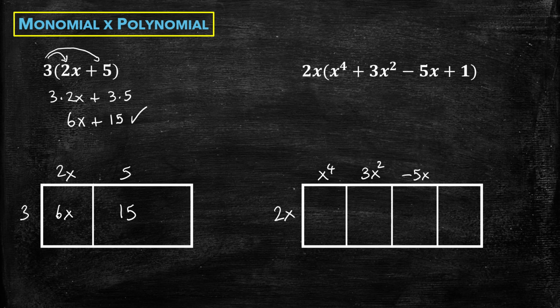It's purely a representation. So we would have 2x for the area of the first rectangle, 2x times x to the 4th, which would be 2x to the 5th, 2x times 3x squared, 6x cubed, 2x times negative 5x, negative 10x squared, and then 2x times 1, 2x, so that we know that this would expand to 2x to the 5th plus 6x cubed minus 10x squared plus 2x.